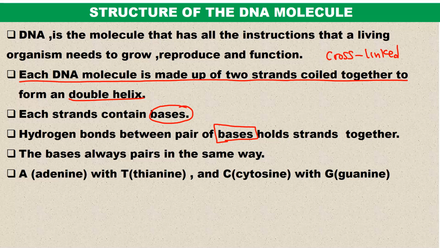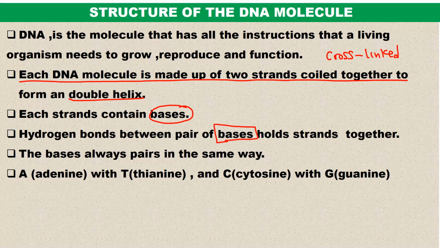Each DNA molecule is made up of 2 strands coiled together, or cross-linked, to form a double helix. Each strand contains bases, and hydrogen bonds between the bases hold the strands together.